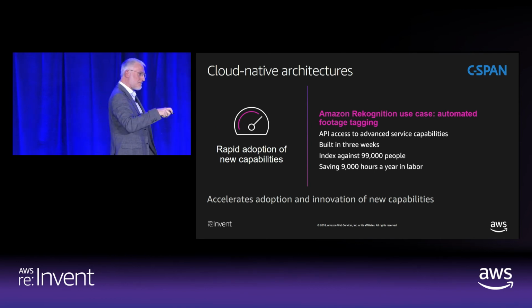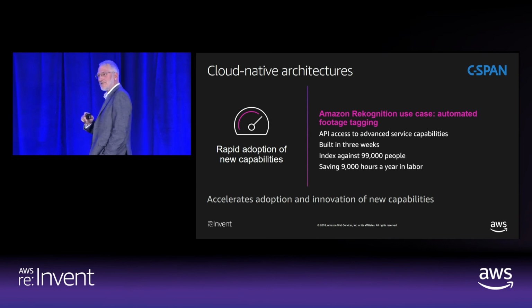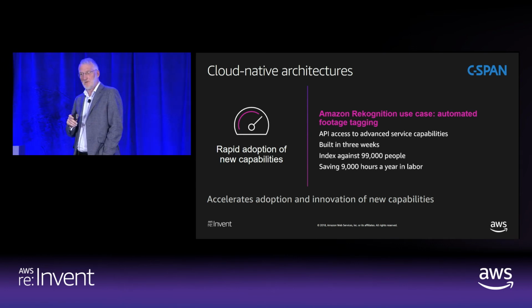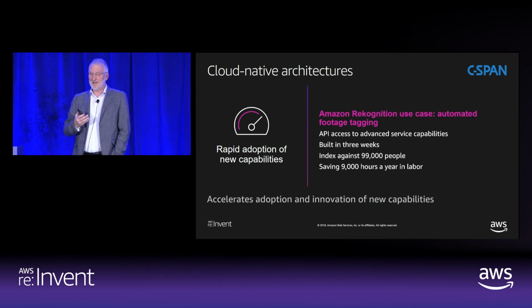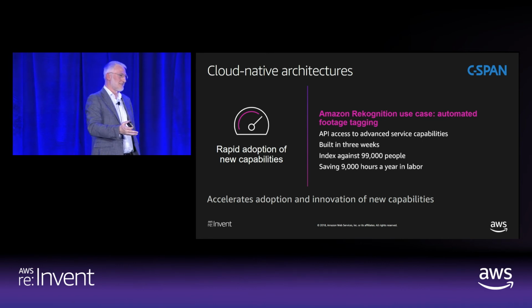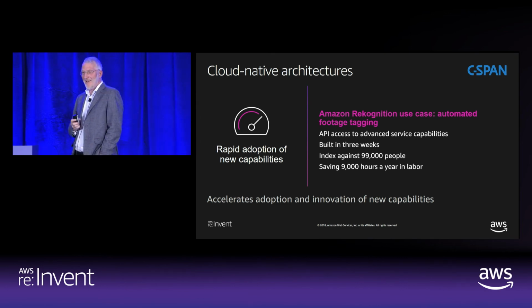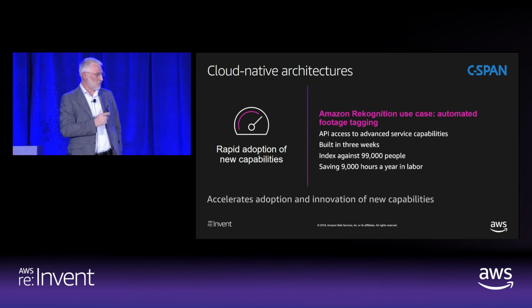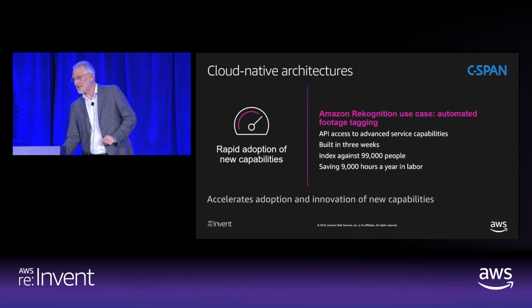So they came here to reInvent last year, and we announced Amazon video recognition, right? And within 3 weeks after seeing the announcement that we had video recognition, they built an application that helped them index all of their content. And they were able to index every piece of video content they had in one day, matching it against 99,000 people in a database.